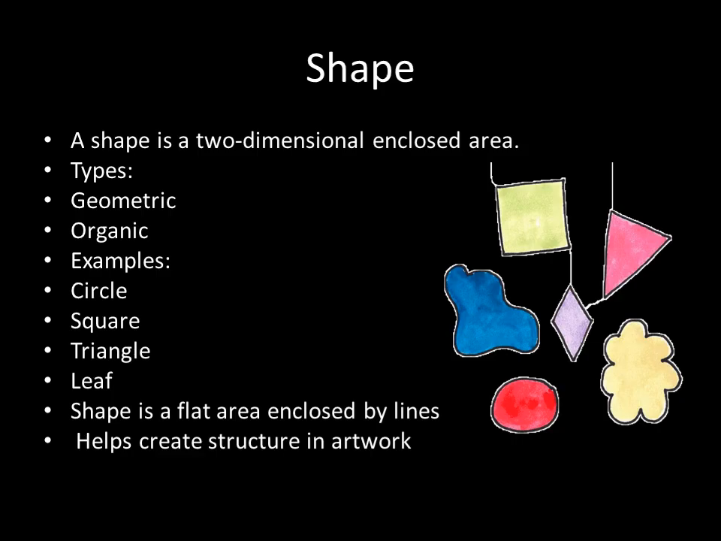Then shape is a flat area that is enclosed by a line, right? For example, let's give an example of a lake. It is a flat area that is enclosed by a line, and it helps create structure in artwork.